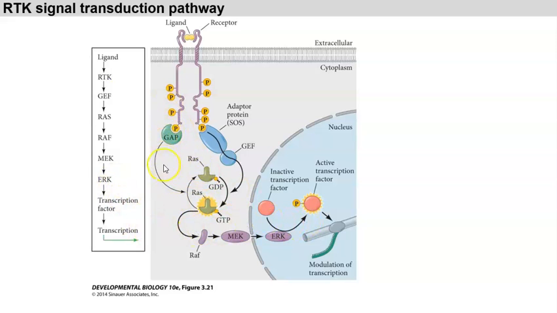So we have the phosphorylation of the guanosine exchange factor. Then that can activate RAS, which can then activate RAF, and RAF can activate MEK, and MEK can activate ERK, and ERK can activate a transcription factor, which then binds to activate the transcription. So these are long signal transduction pathways that can go through there.